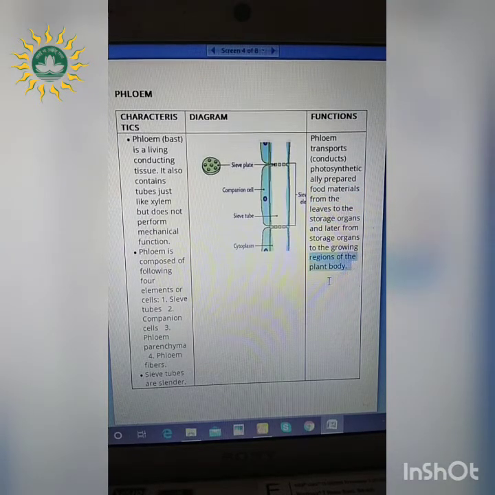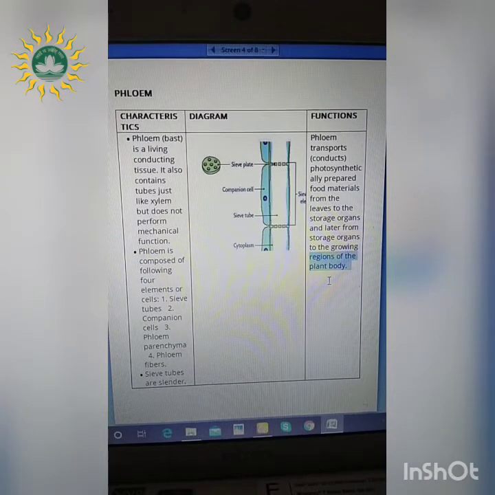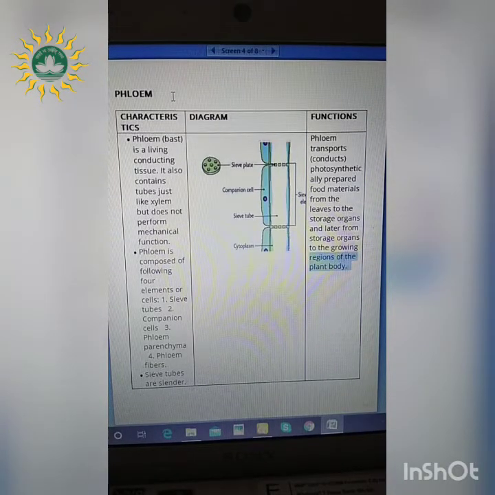Why? Because the plant needs to grow. That's why the food materials are transported through phloem and the water is transported through xylem. So these two complex permanent tissues are also referred to as the conducting tissues, as they are transporting both water from the roots to different parts of the plant and food materials from the leaves to the other storage organs. So I hope this part is clear to everybody.